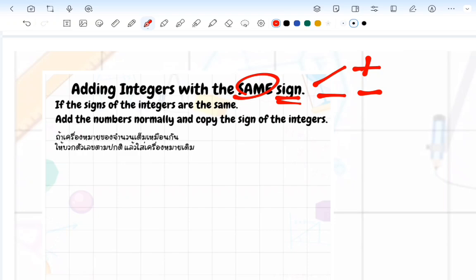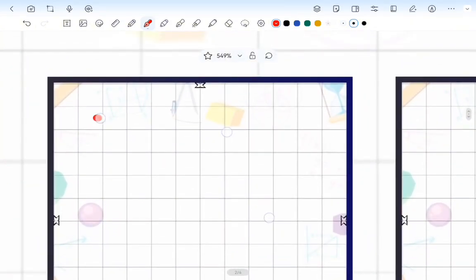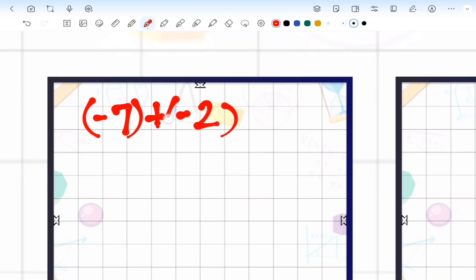This is the shortcut. But the long cut would be getting the absolute value of the integer, and then adding them together before copying the sign that is in the problem. Let's have an example. We have negative 7 plus negative 2. So they are both negative, so they have the same sign, and we are adding them together.